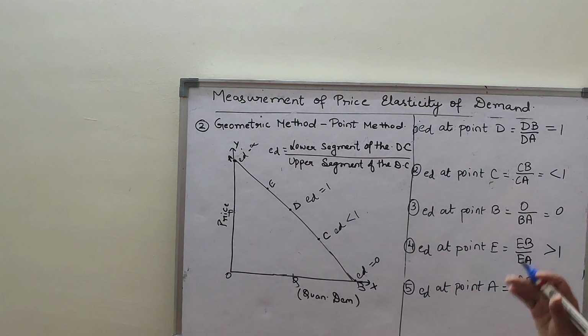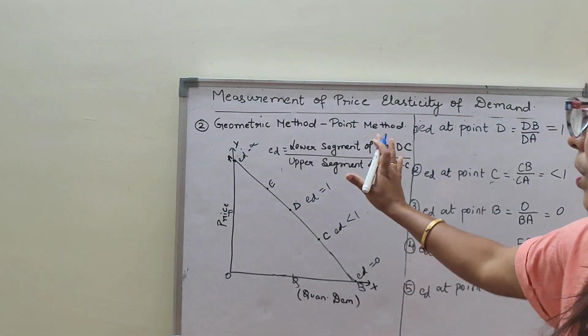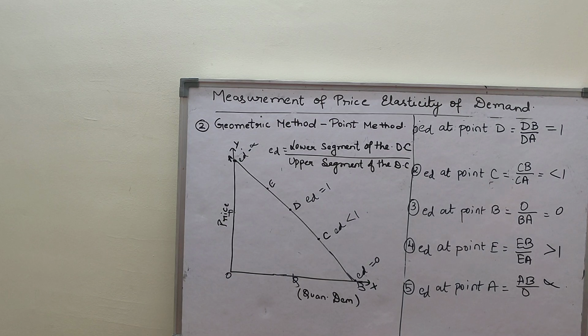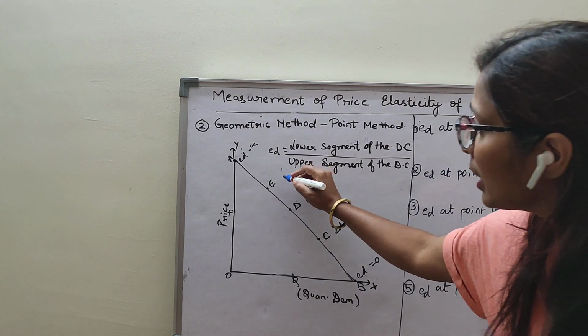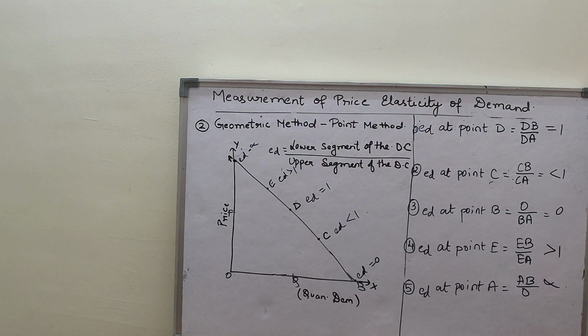Clear? So this is how to measure the elasticity at any point on the straight line demand curve. This is the formula. Now just note it down children so that you can remember. At point E I have not written, sorry, ED is greater than 1. ED is greater than 1. Now this is the straight line demand curve, children.